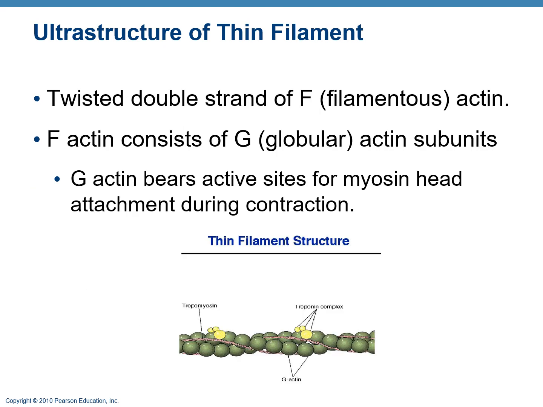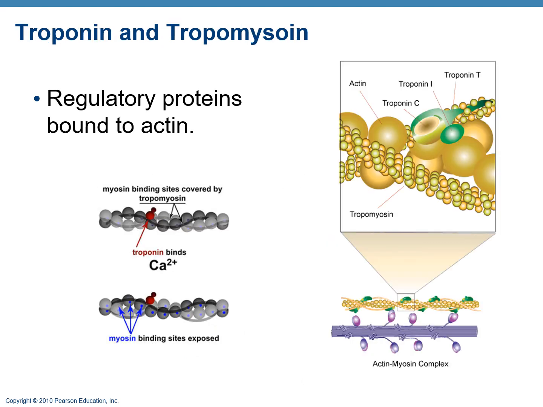The thin filament, or actin, is, again, kind of like a twisted strand of pearls, with the filamentous strand being referred to as F-actin, and each individual little pearl or globular molecule as a G, or globular actin subunit. Each of those individual globular subunits bears active sites for the myosin head to attach during contraction.